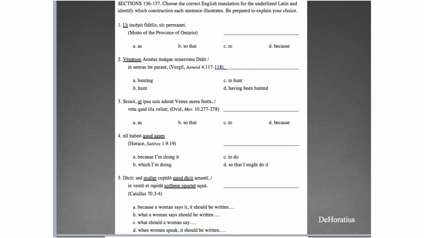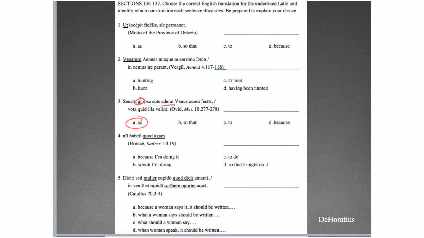All right, so now we're choosing the correct English translation for the underlined Latin. I'm going to do number 3 and number 5. All right. So, sensit, ut ipsas suis aderat Venus aurea festis, vota quid illa velant. So here's ut, of course, and that's aderat. That's an indicative verb, and so my answer is going to be A for as.